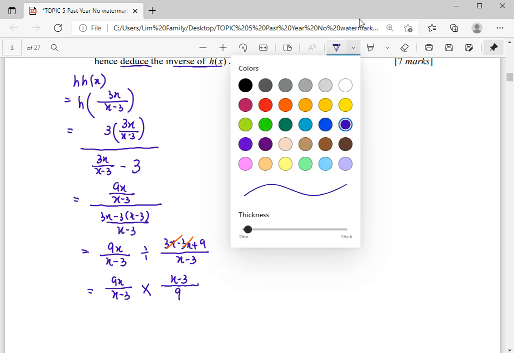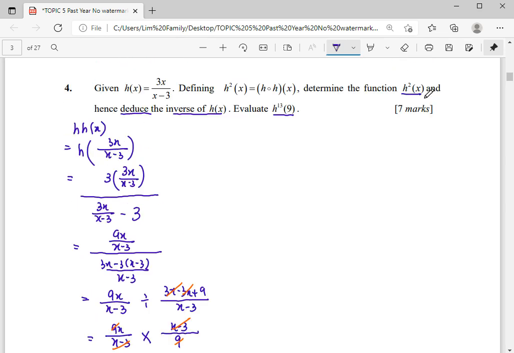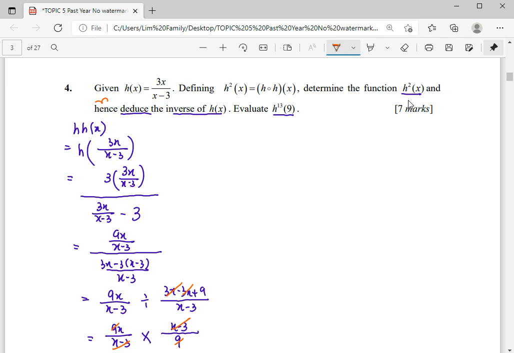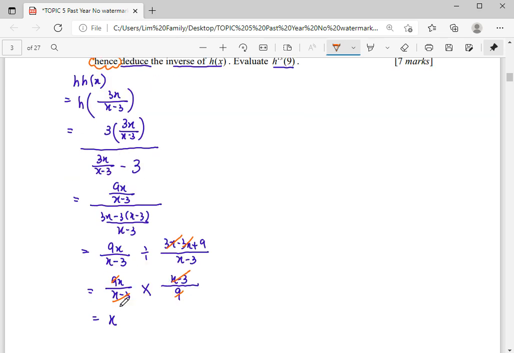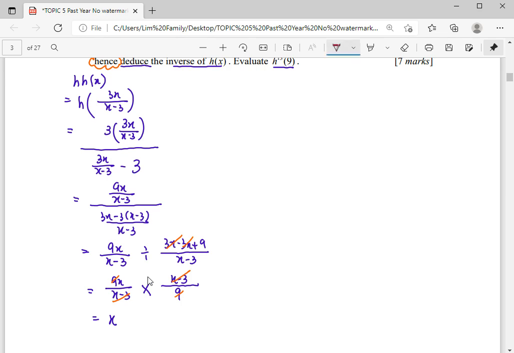And we continue. When you do this multiplication, you notice that x minus 3 can be simplified, 9 and 9 can be simplified, leaving the answer x. So it means that when it composites with itself, it gets x. So that's why we have another question saying hence. Hence means using our information in the first part here. So using the information in the first part, we want to deduce what is the inverse of h.